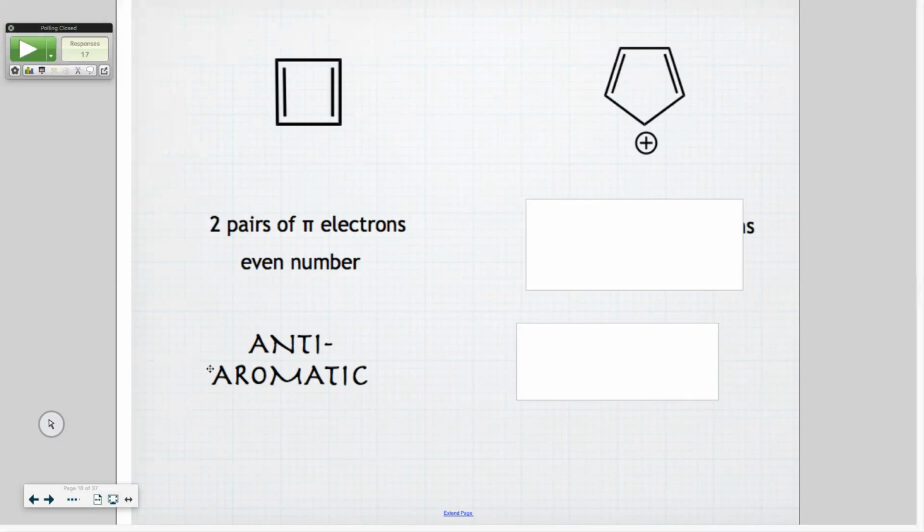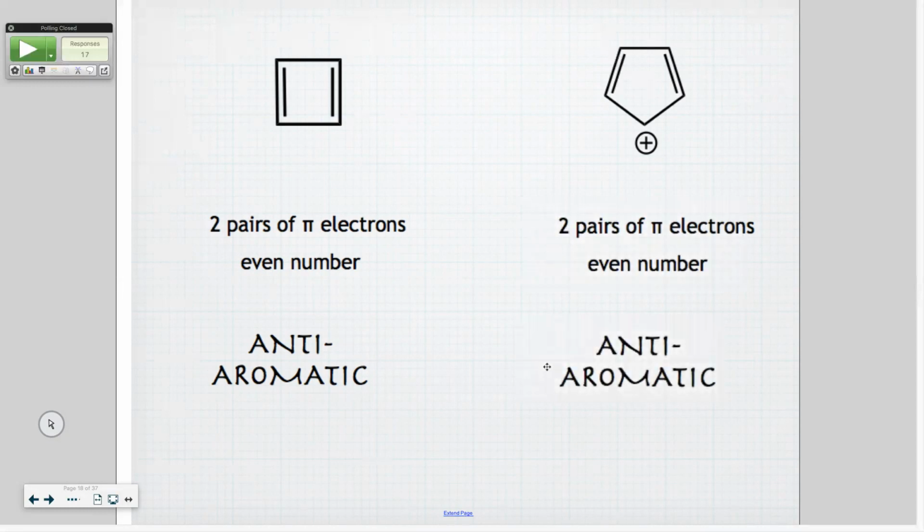Anti-aromatic. Okay, what about that other compound over there? We already talked about it. All I told you was it was not aromatic. I didn't tell you anything else. Notice how many pairs of pi electrons we have. We have an even number. That compound is also anti-aromatic.